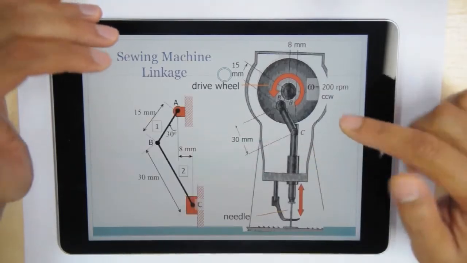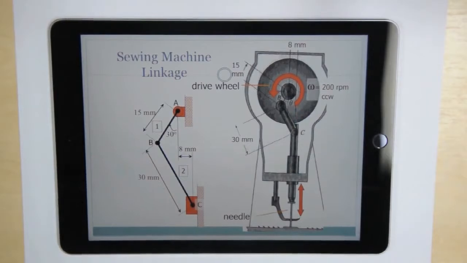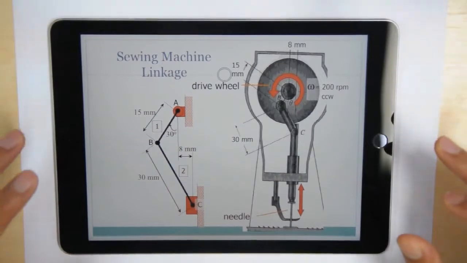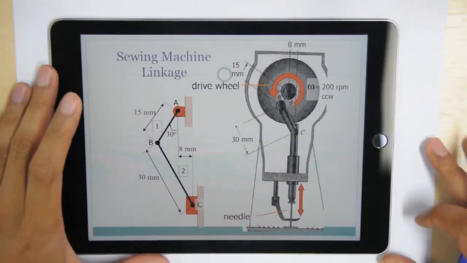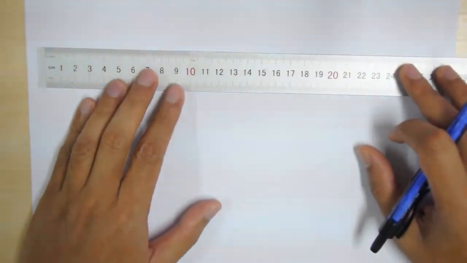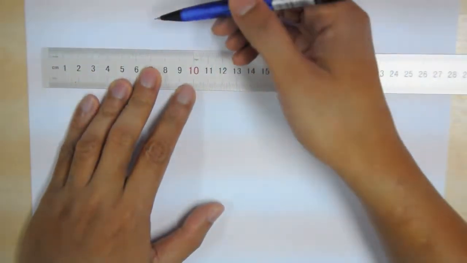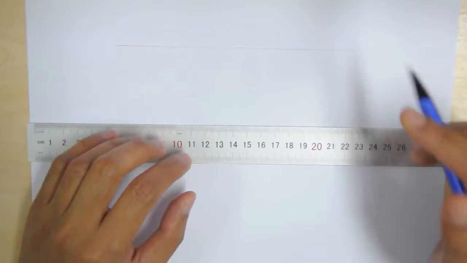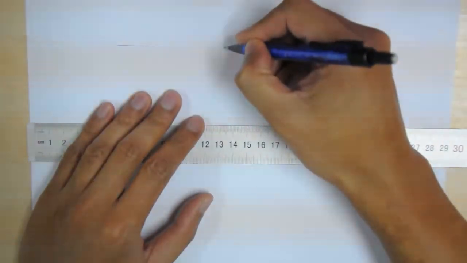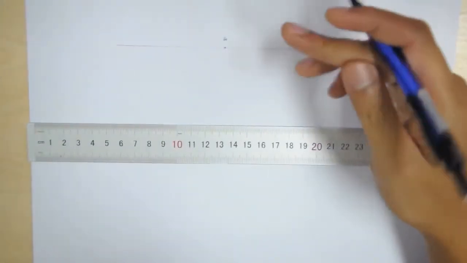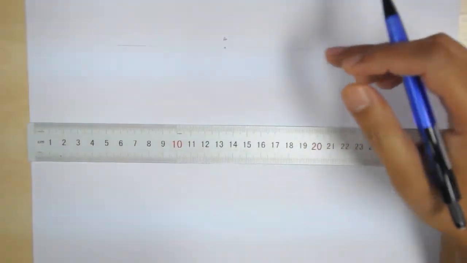So the first thing is, of course, to draw the kinematic diagram. So let's draw it according to what is given here. So I will just follow how to draw this part. As usual, I keep mentioning that you have to have a reference line. So in this case, something like this, and make this the point A. And now this is 15 mm and 30 mm and so on.